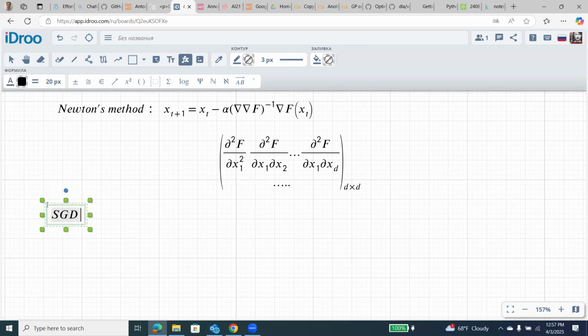Stochastic gradient descent with momentum. Also, it's called with inertia.